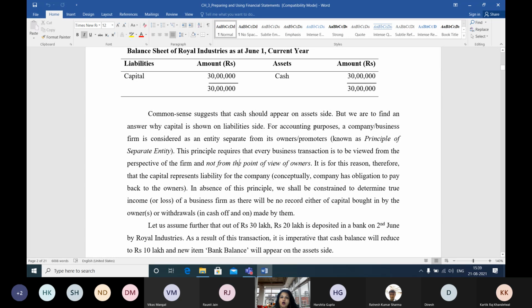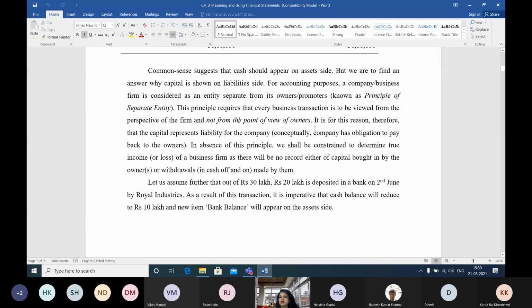Common sense suggests that cash should appear on asset side, but we have to find an answer why capital is shown on liabilities side. As I have already told you in the basic definition of a company, for accounting purposes, a company or business firm is considered as an entity separate from its owners or promoters, and this is the principle of separate entity. This principle requires that every business transaction is to be viewed from the perspective of the company and not from the point of view of its owner.